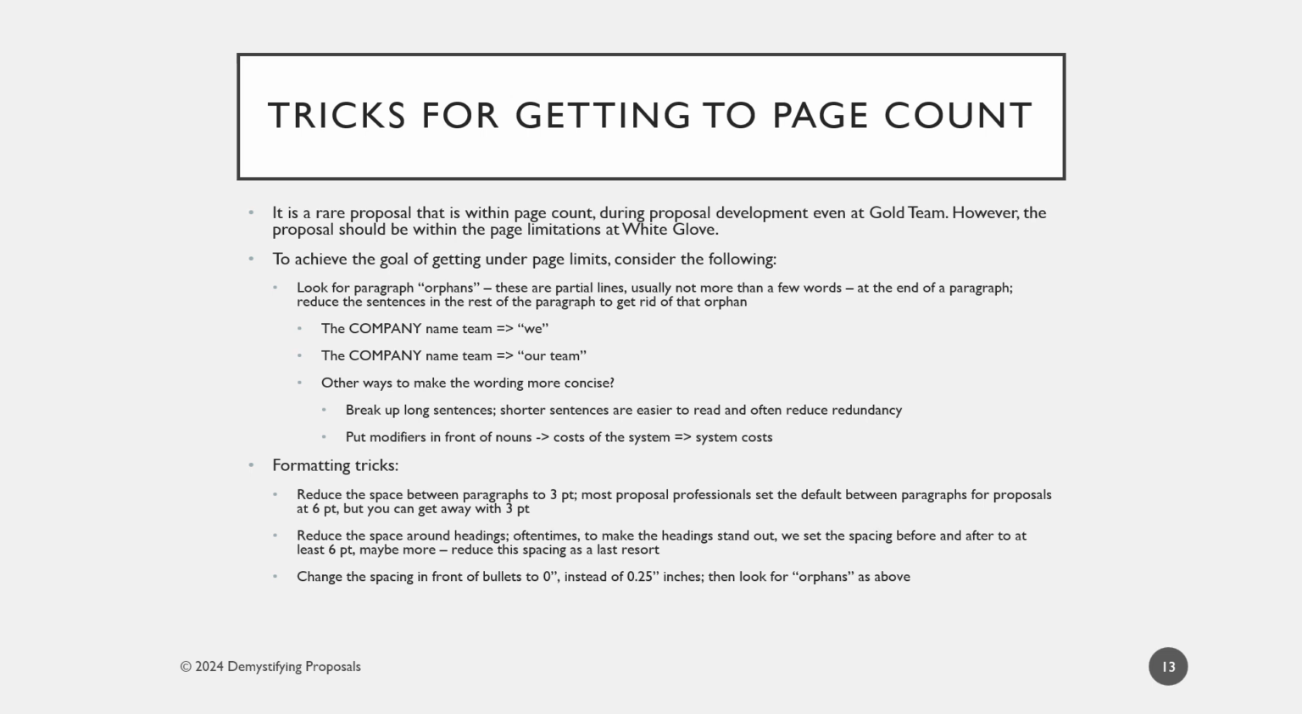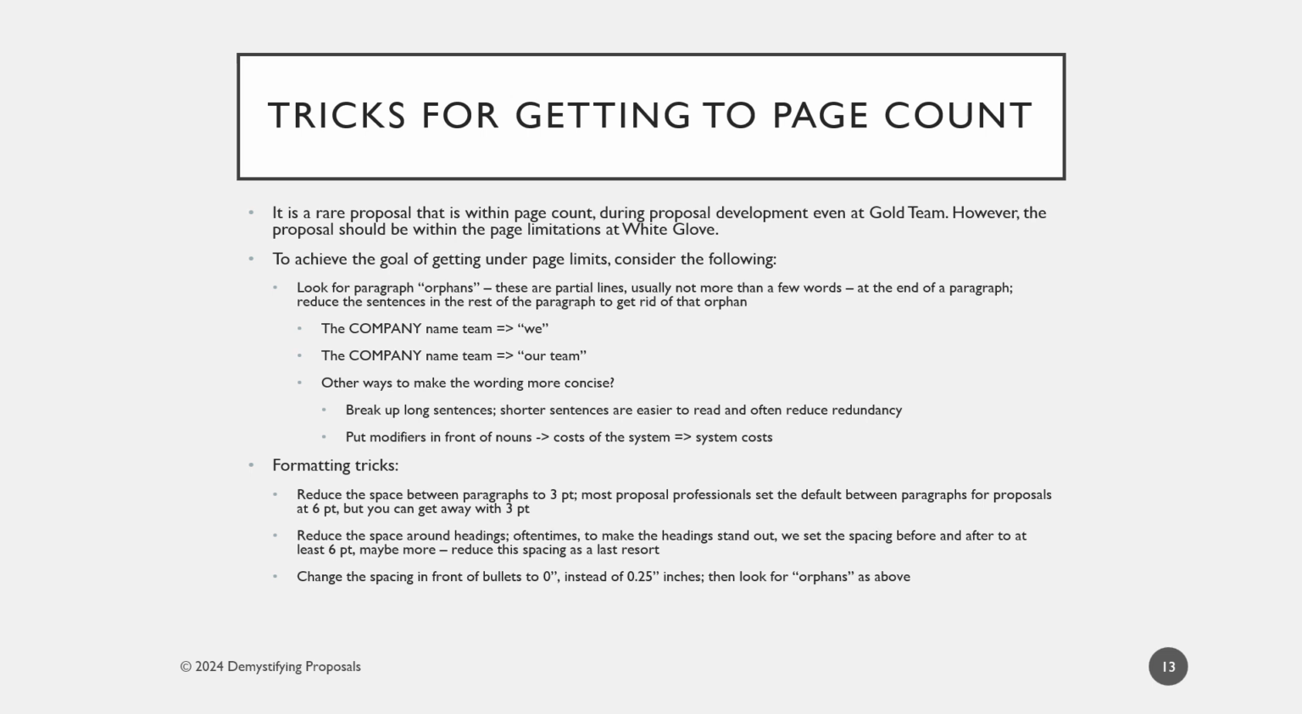Some formatting tricks: reduce the space between paragraphs. Now, again, you have to be careful what the RFP requirements say, because some RFPs require you to have a full line between paragraphs. But if you set your default at 6 points between paragraphs, as you're trying to get down to page count, you can reduce that to 4 or 3 points. That gives you space still between the paragraphs, but it saves you some space. It still looks like there's space between the two paragraphs.